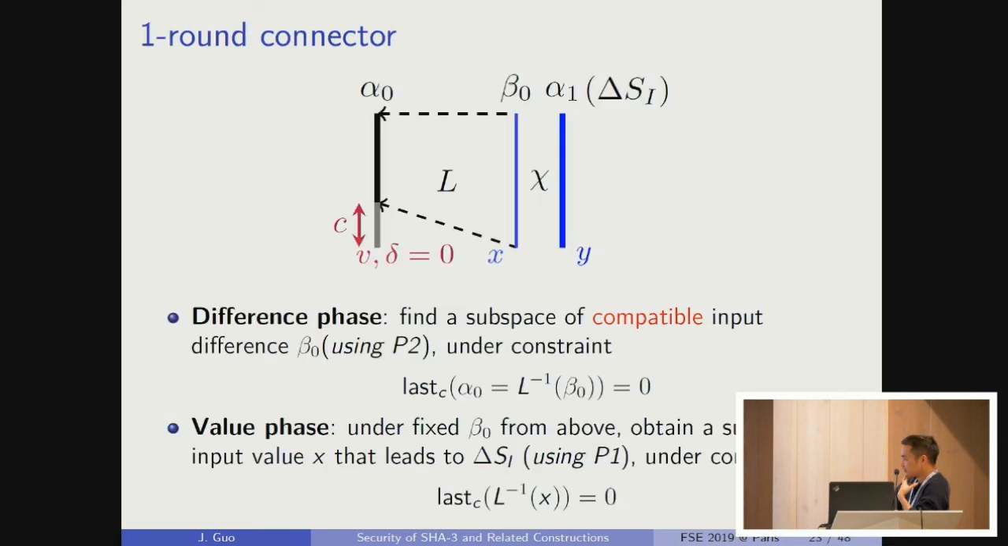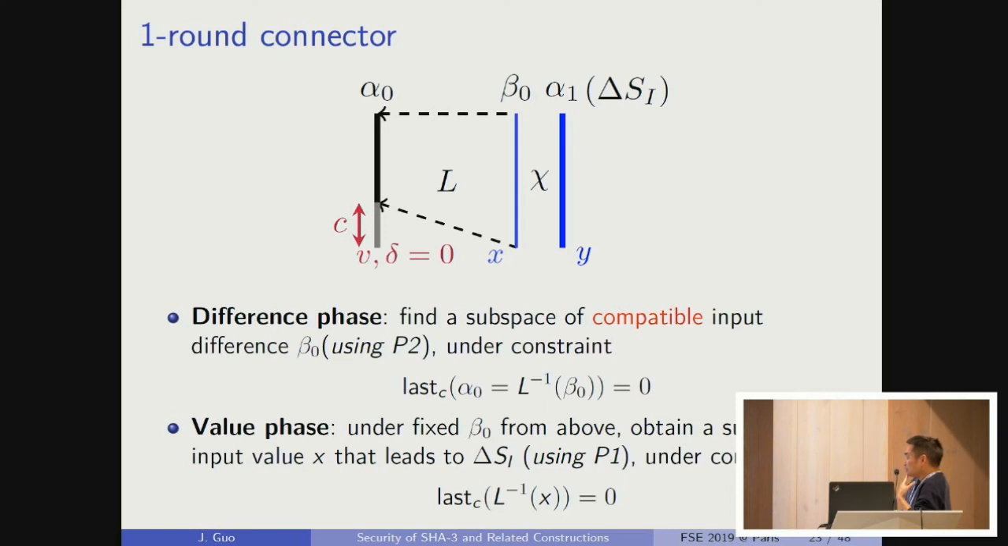So the connector works, as I mentioned just now. Given the input differences, what we want to do is to connect the initial value to the input differences. So we have a linear layer followed by the chi. What we do here is we know the output difference of the chi, so we want to bypass the chi by inverting the chi.